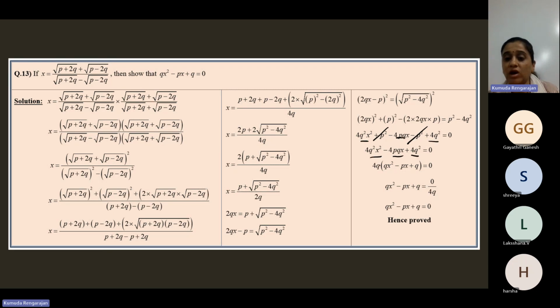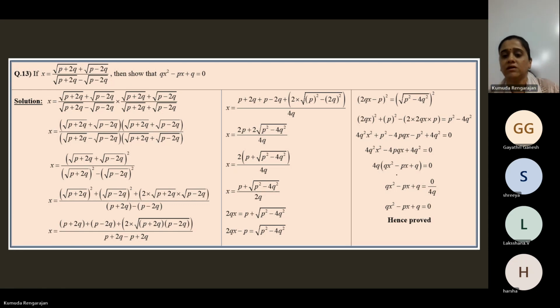Now, what do these three terms have in common? They have 4q in common. You can check that. So 4 is common, and q is common, so take out 4q. Then what remains from each term, 1q, then this q is out, and this one also 1q, is what you should write in the bracket. Are you following what I'm showing? When you take out 4q from the three terms, whatever remains, you must write in the bracket. So 4q times qx square minus px plus q is equal to 0.